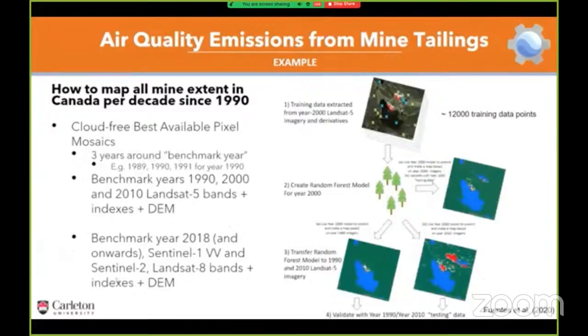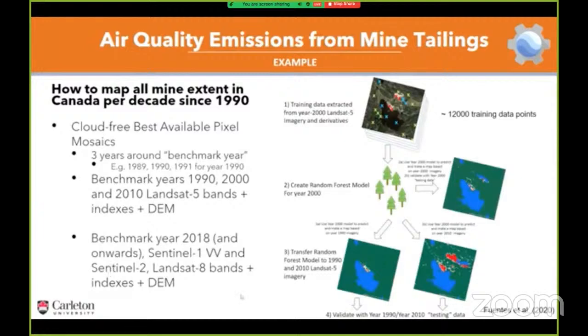So the way that we decided to map these mine extents was to build cloud-free pixel mosaics around benchmark years. So looking back at 1990, we built a benchmark year for 1990, 2000, 2010, and we did this with Landsat 5, building a bunch of different indices like NDVI, and using it as well. In 2018, and looking forward, we're actually going to use a different method, and we tested this as well, using Sentinel 1, which includes the SAR, Sentinel 1 VV, and Sentinel 2, as well as Landsat and a digital elevation model. And in both cases, what we did was we used a classification approach.